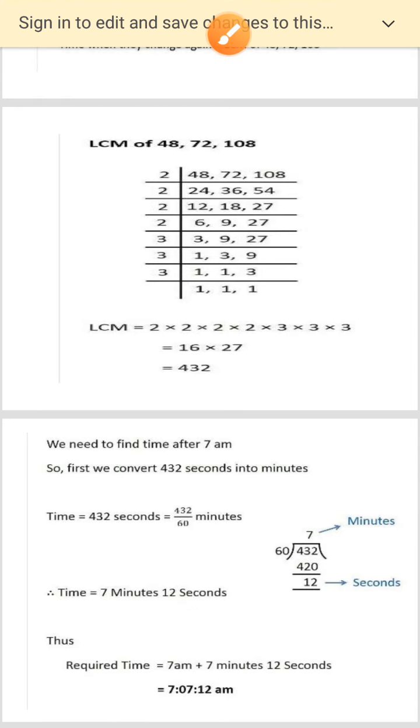So the required time will be 7 a.m. plus 7 minutes plus 12 seconds, or we can say 7 minutes 12 seconds past 7 a.m. So these types of problems you are going to do for your exercise 3.7 also.